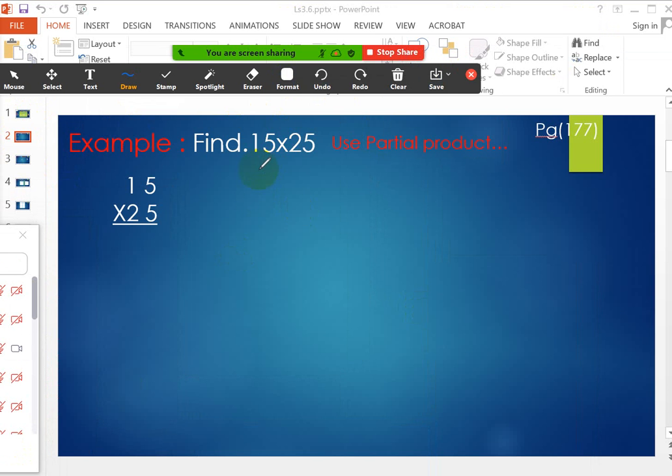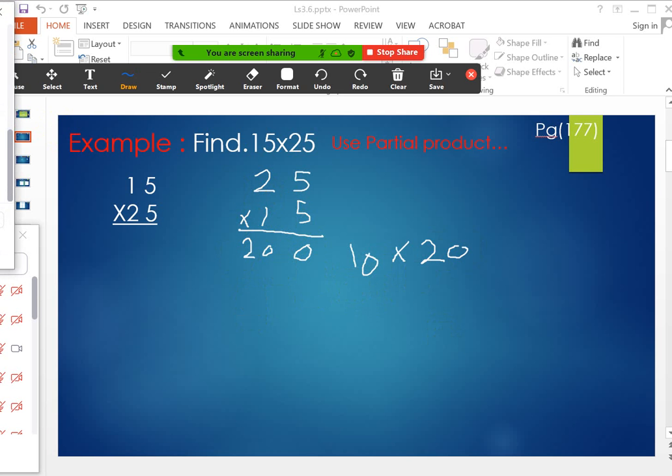Okay, so I want to multiply 25 with 15. So the first step was what? As I said, the first step I have to multiply the 10 with 20. So the answer was 200. Now after that, I have to multiply the 1 in the 10th digit. The value of the 1 in the 10th digit equals what?